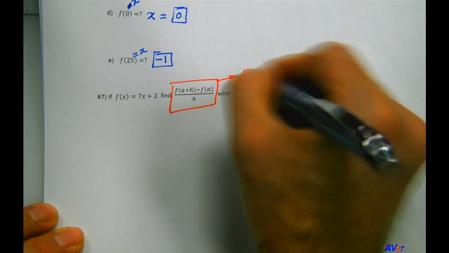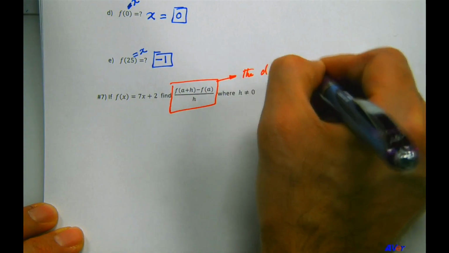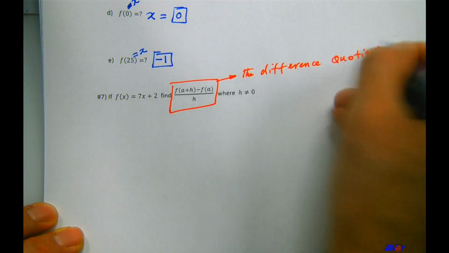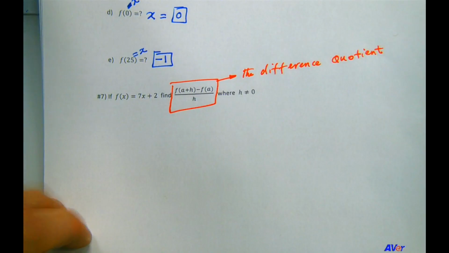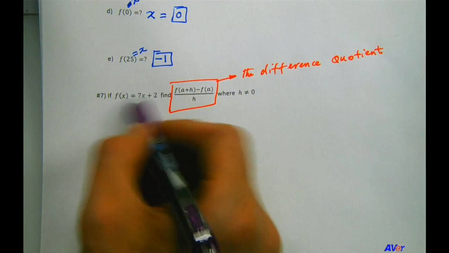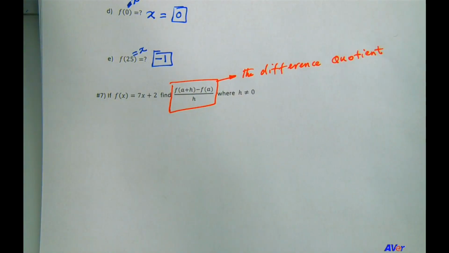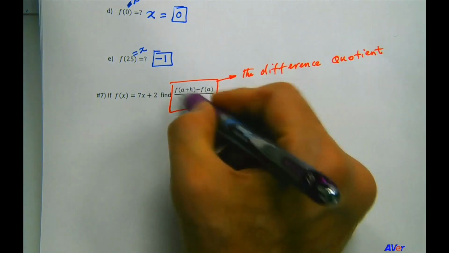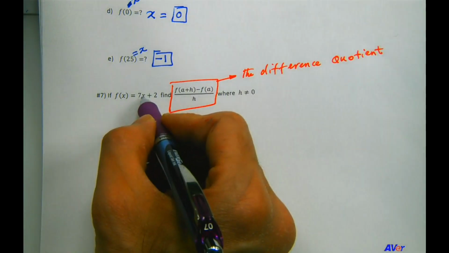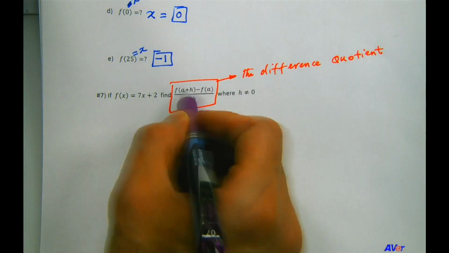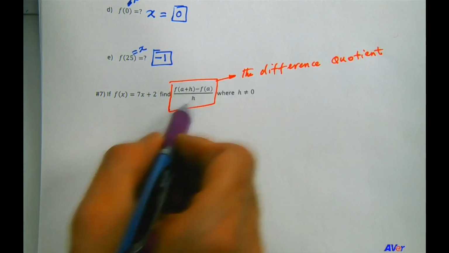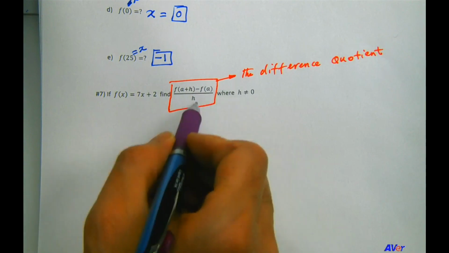So this is called the difference quotient. Okay, so all it is, it says starting with a preliminary function, find the value of a new quantity that is based on that function evaluated at some other quantity. So this is saying you find the difference quotient where h is never 0.